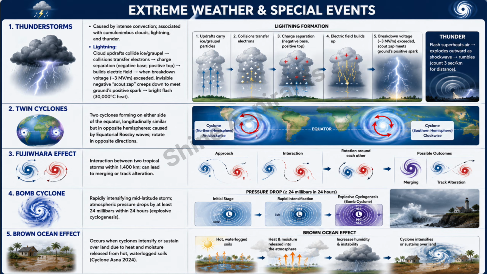Bomb cyclone: rapidly intensifying mid-latitude storm. Atmospheric pressure drops by at least 24 millibars within 24 hours, explosive cyclogenesis. Brown ocean effect occurs when cyclones intensify or sustain over land due to heat and moisture released from hot, waterlogged soils. Example: Cyclone Asna, 2024.